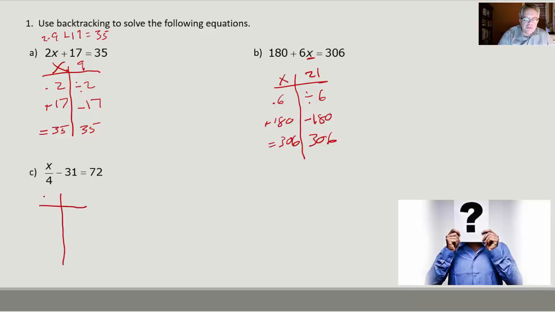Usually if there's something with a fraction in it, people get scared, but this is no problem with backtracking. We just got to realize what we're doing. We're starting with a number, we're dividing by 4. Then we're subtracting 31. And it's supposed to equal 72. So let's do it the other way. 72 plus 31. And then instead of dividing by 4, to undo it, we're going to multiply by 4. If you do those steps, you end up with 412. And that's the solution. 412 divided by 4 minus 31 is equal to 72.